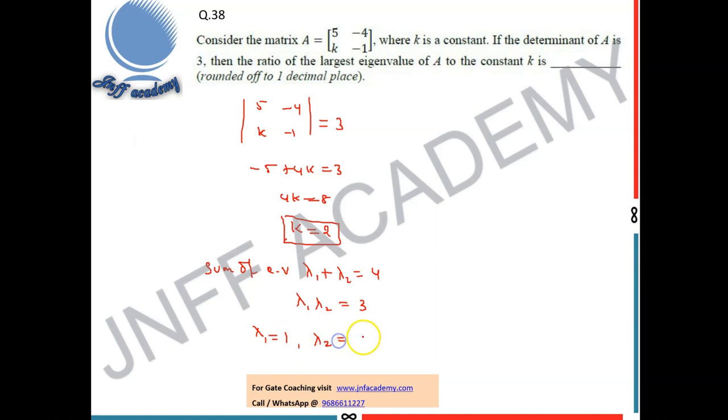That pair only gives the sum of the eigenvalues as 4 and the product of the eigenvalues equal to 3. So the largest eigenvalue is 3 and constant k is equal to 2. So the ratio of the largest eigenvalue, that is 3, by constant k, 2. So 3 by 2 value is 1.5, not 0, 1.5. So the final answer is 1.5. That's all. So the next question.